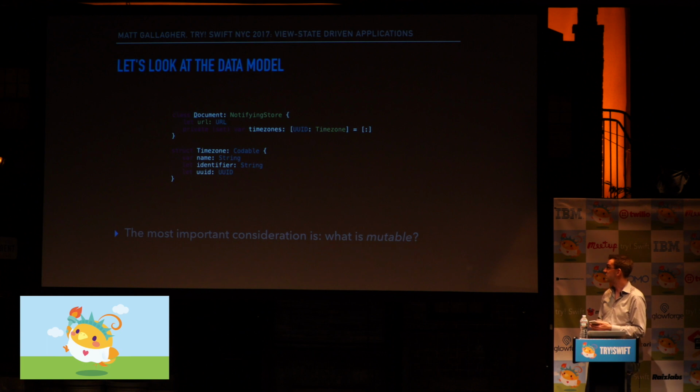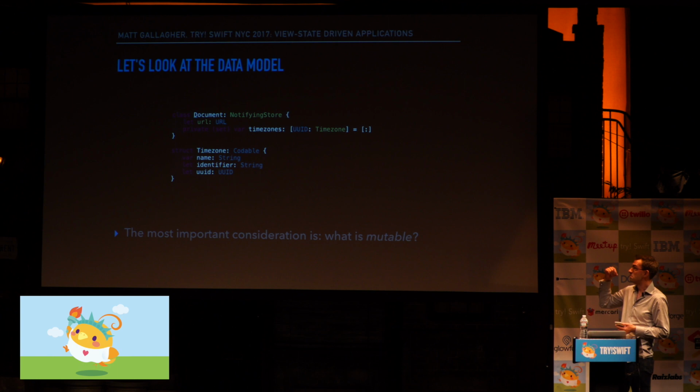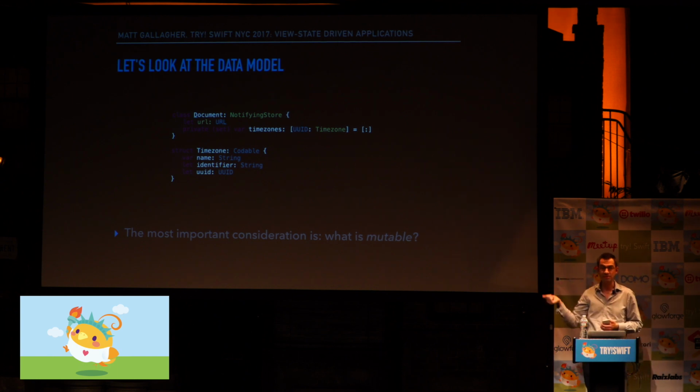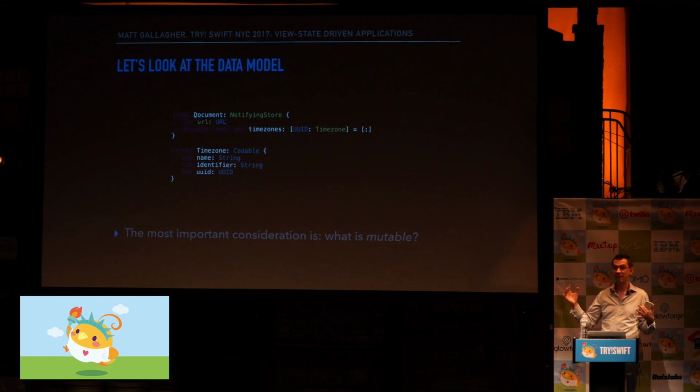So this is the model that's used in the app. It's an app that just presents time zones. So most of the document is just that dictionary of time zones. The dictionary is just between the UUID, which is nothing but a key for the row, and these time zone structs. And the time zone structs have a name that you can change. You saw me edit the names of different things. And it's just an identifier, which is the time zone, and the UUID, which is nothing other than a row ID. The important consideration, and what I'm talking about here, is that what you need to know is what is mutable in the app. So we have the mutable time zones, and we have the mutable name.